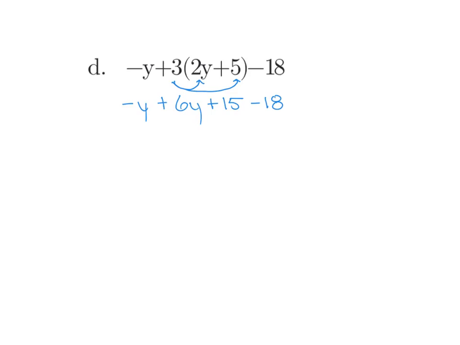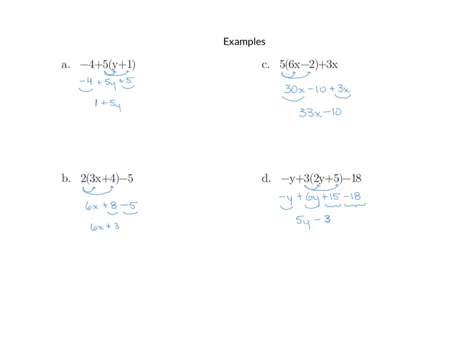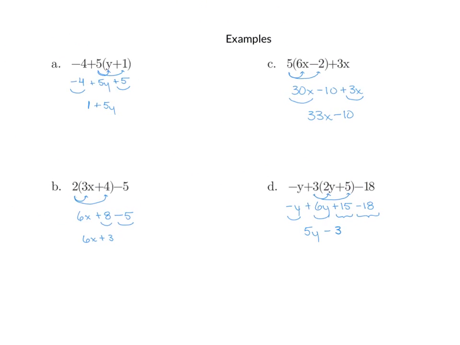I can now combine my like terms. We get negative y and 6y combined to give us 5y. And we can combine 15 and negative 18. These have different signs, so I'm going to subtract and keep the sign of the larger number. We get minus 3. All right, so that takes care of simplifying expressions.